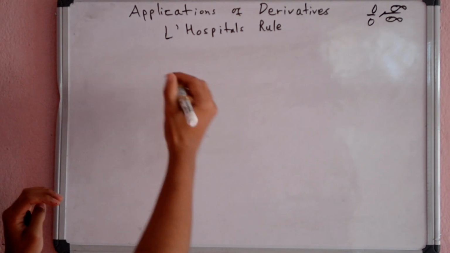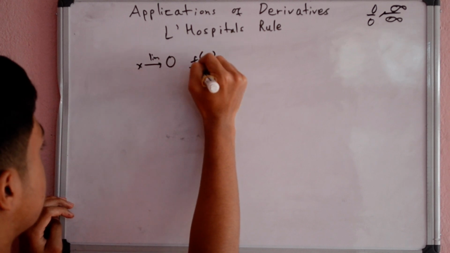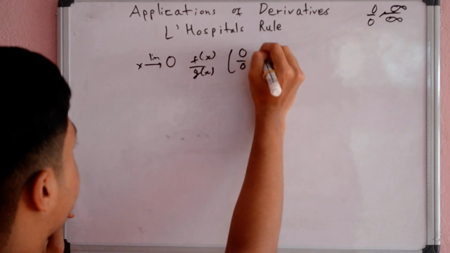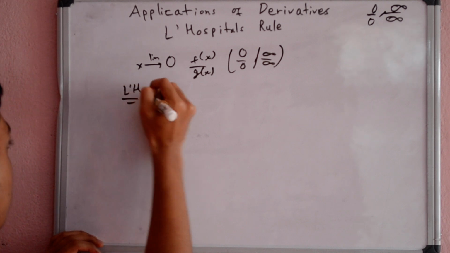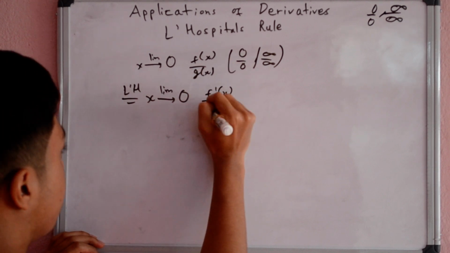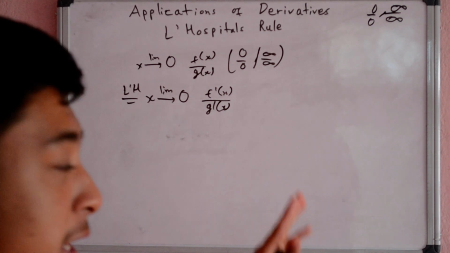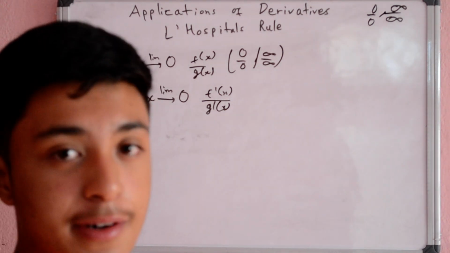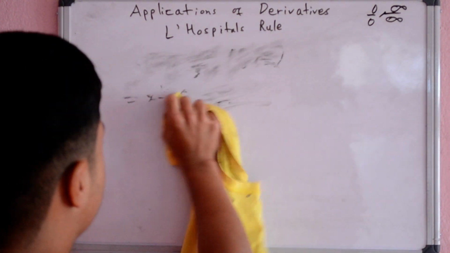Now what is L'Hospital's rule? Well, let's say you have x limiting to 0 a function f(x) by g(x), which is in the form 0 by 0 or infinity by infinity. Well, L'Hospital's rule says that this limit is equal to the limit as x approaches 0 of the derivative of the numerator by the derivative of the denominator. So you can use L'Hospital's rule as many times until you no longer get the 0 by 0 or infinity by infinity form, in which case you just get your answer. So let's solve some questions using L'Hospital's rule.